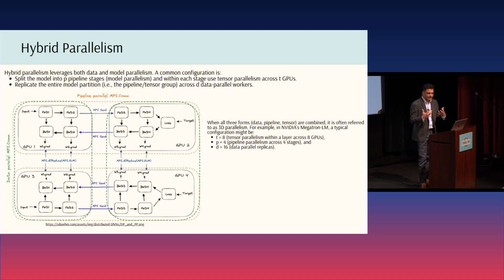Think about it as having 3 different parameters: T, P, and D. T is essentially your tensor parallelism parameter: how do you want the tensors to be split? P is going to be your pipeline parallelism: how do you want to split the layers across different GPUs? And D is going to be your data parallelism parameter, in terms of how many replicas you want to have for parallelizing the data itself.